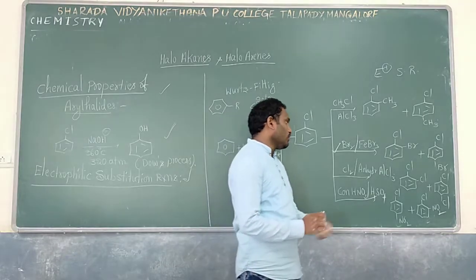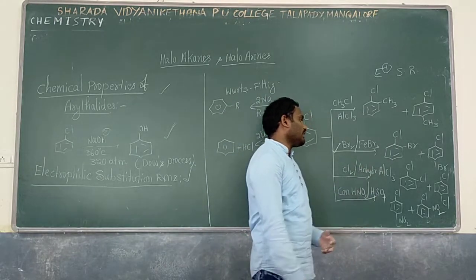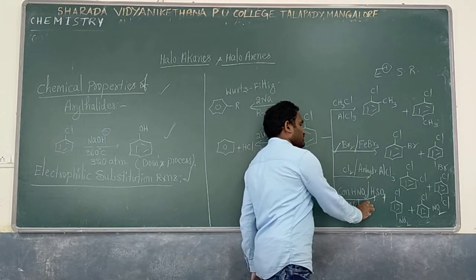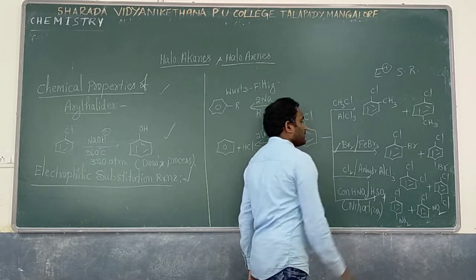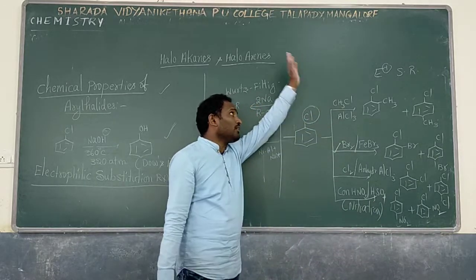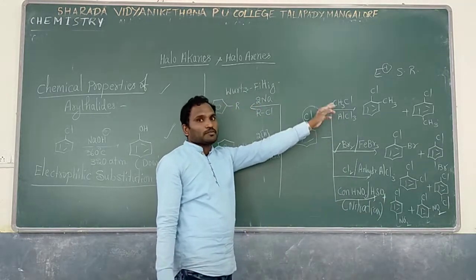Next one, chlorine. Chlorination also in the presence of anhydrous AlCl3. This is called nitration. In nitration, also ortho and para products form because this is an ortho para directing group. These are all examples of electrophilic substitution reactions.